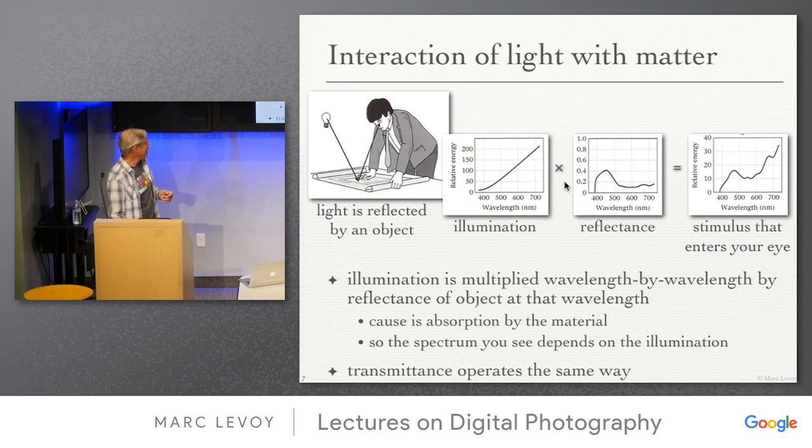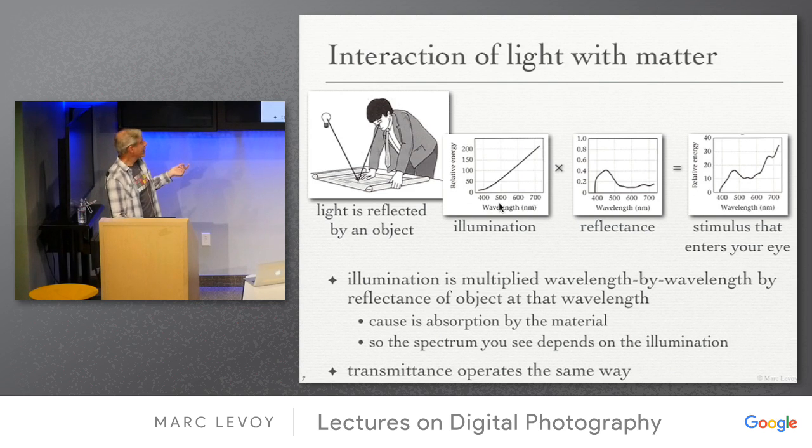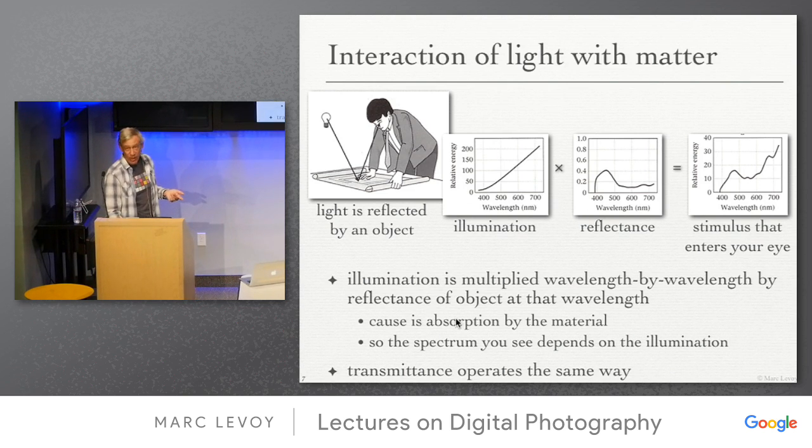So you would have an illumination and then you would have a transmittance spectrum. So it would be a percent transmitted at each wavelength. And you would multiply the two and you would get the same thing. So this fact that you're multiplying these two spectra is why some things look weird under some lights.